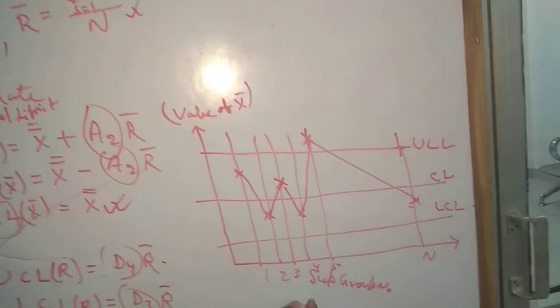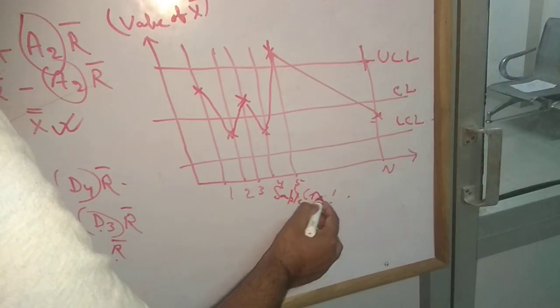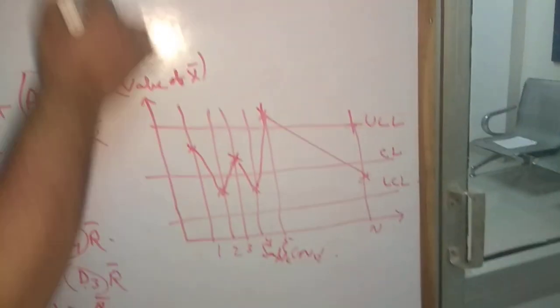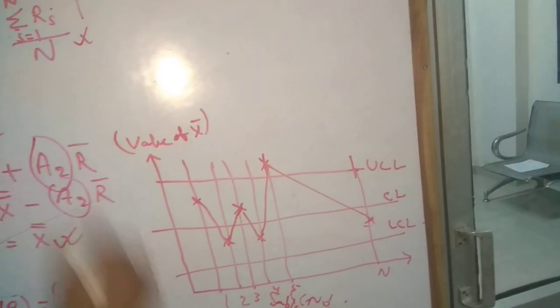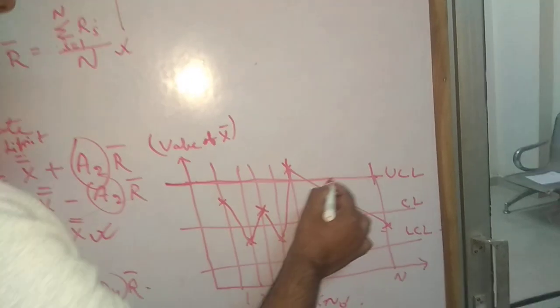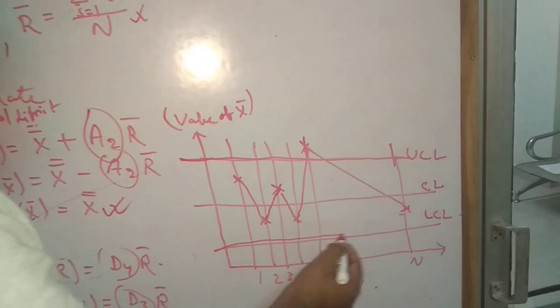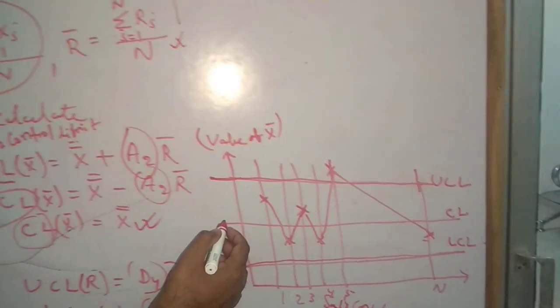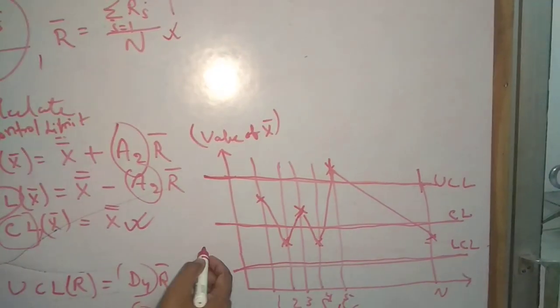On the x-axis, what will we put? The subgroup number, the sample number, and on the y-axis we will have the value of X bar. First we will draw the UCL of X bar, and then we will draw the lower control limit, and we will draw a line for the control limit.